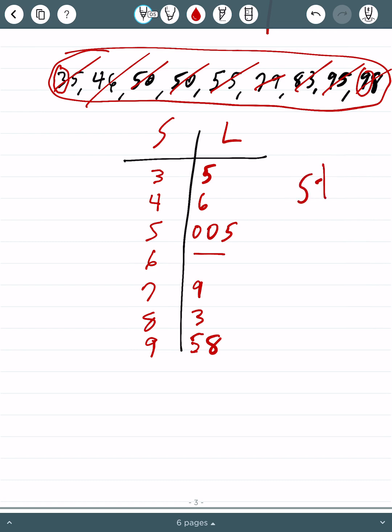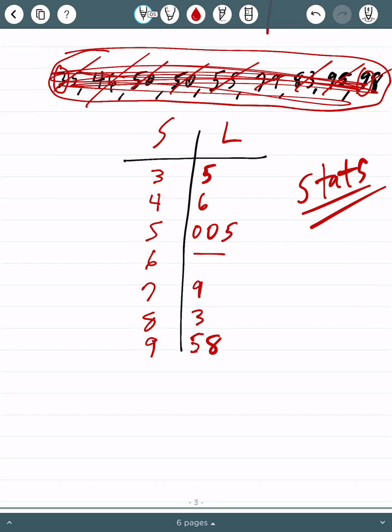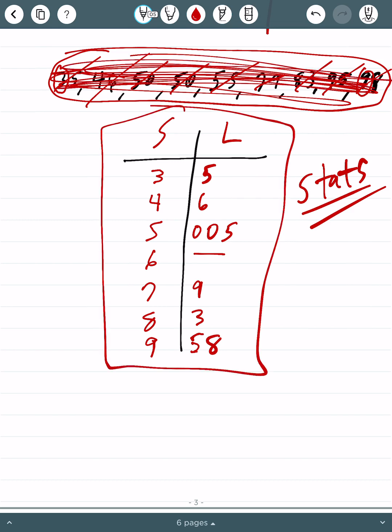Now, think about this. I can also ask you stats from a stem leaf plot. I could ask you the mean, even if I didn't have all these numbers up here. Let's just say they gave you this and said, find the mean. Then here's what you're going to type in: 35 plus 46 plus 50 plus 50 plus 55 plus 79 plus 83 plus 95 plus 98 equals, and then we have 1, 2, 3, 4, 5, 6, 7, 8, 9. So I'd have to divide by 9 if it asked me for a mean.